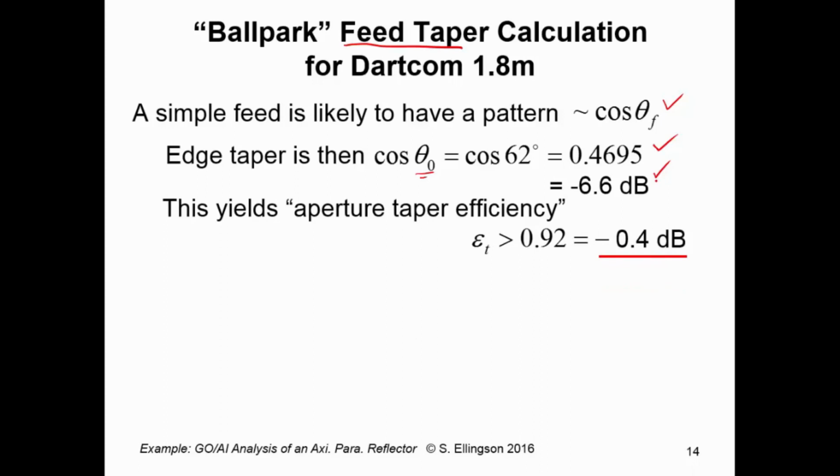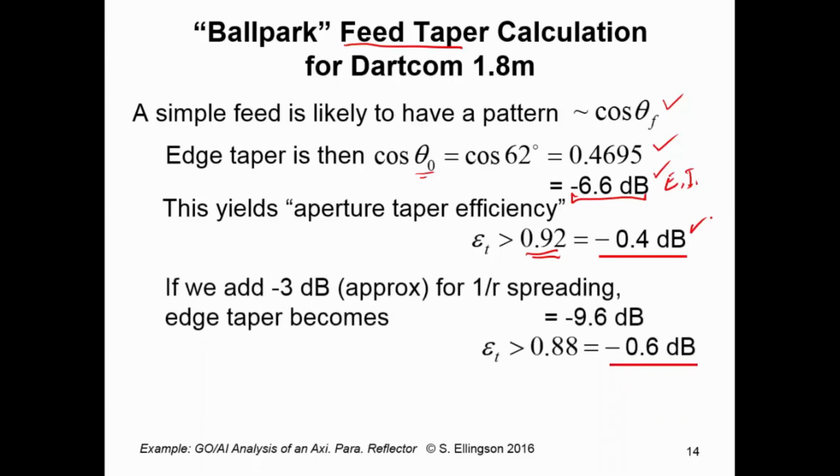Now, we don't quite have the math that we need to do this yet. However, I will tell you, and you can actually look this up in any good textbook, that this equates to an aperture taper efficiency of about 0.92. In other words, this particular edge illumination, sometimes written EI, corresponds to a taper efficiency of 0.92, which is minus 0.4 dB. So the evidence here is that feed taper, based on this calculation, appears to be a relatively small effect, at least compared to spillover efficiency.